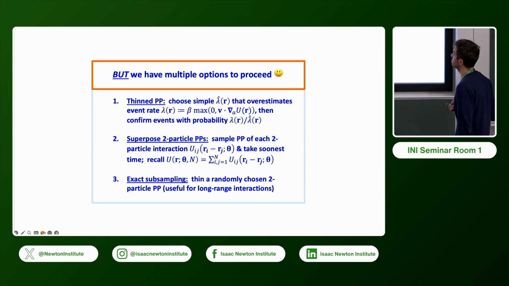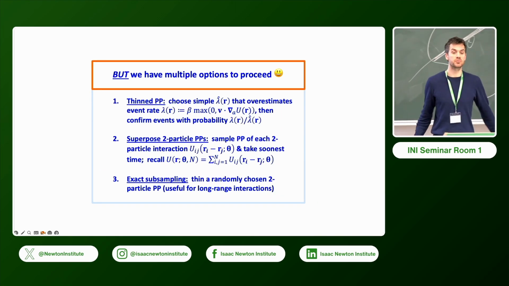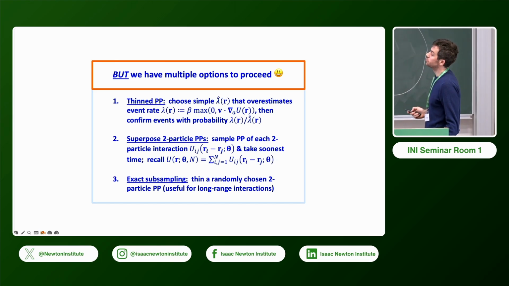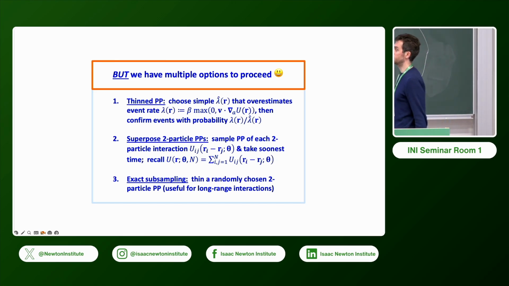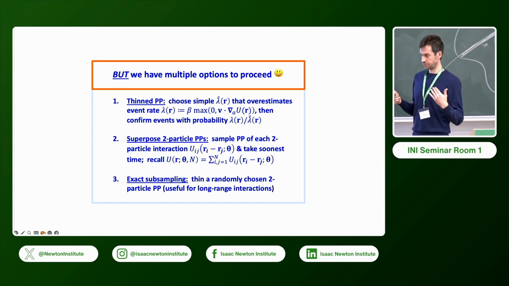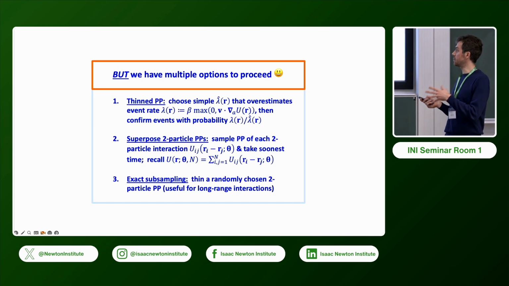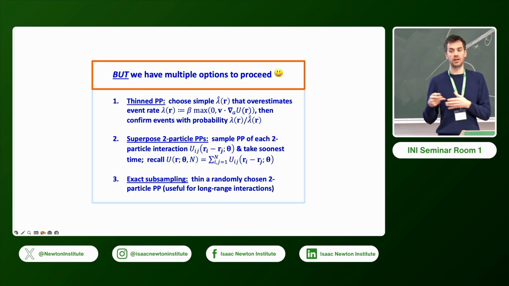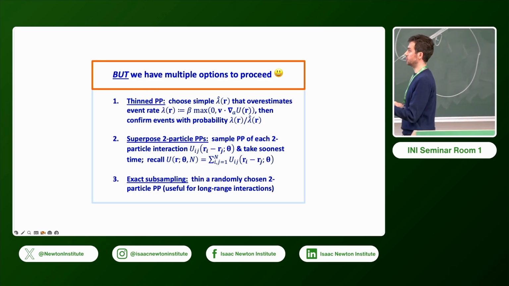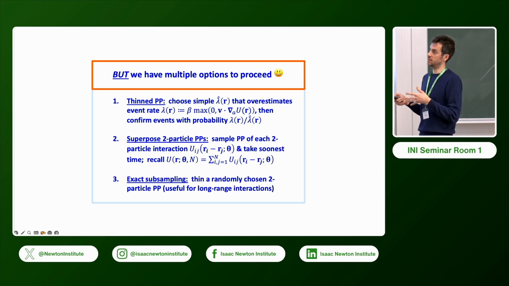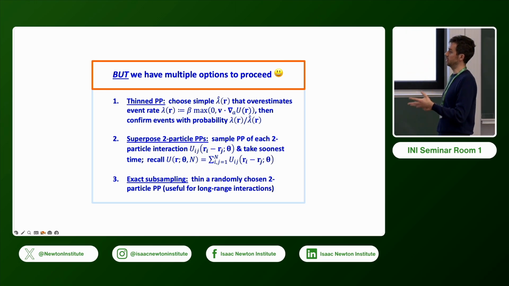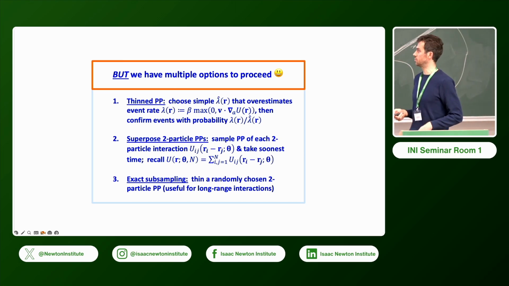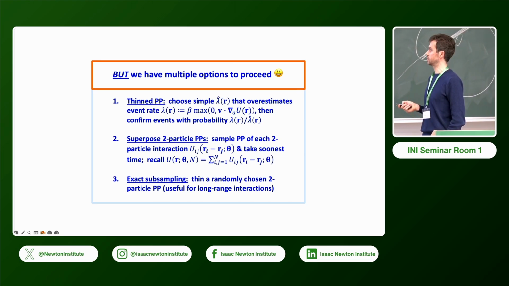Okay, but we have multiple options to proceed. One is thinning the Poisson process, which I'm sure many of you are familiar with. Another is superposing two-particle Poisson processes, a superposition of independent ones, so you can sample from each two-particle interaction, and these are then independent Poisson processes. If you then take the soonest event time of each of these independent Poisson processes, then that is a sample of the event time of the summed or target Poisson process.